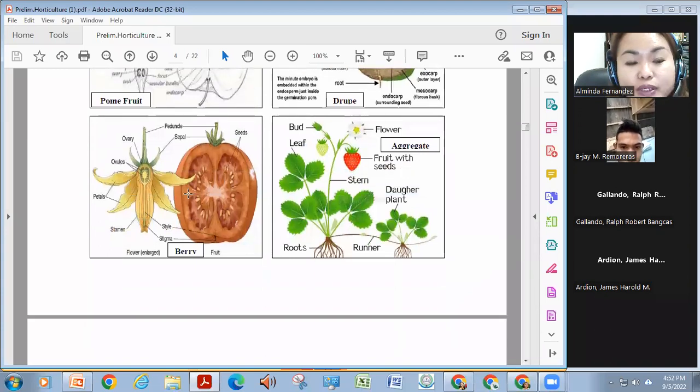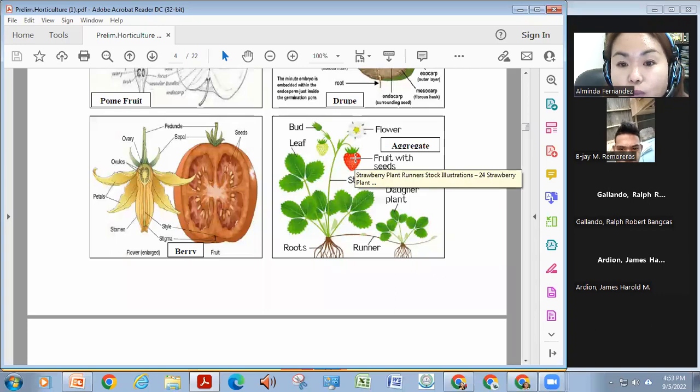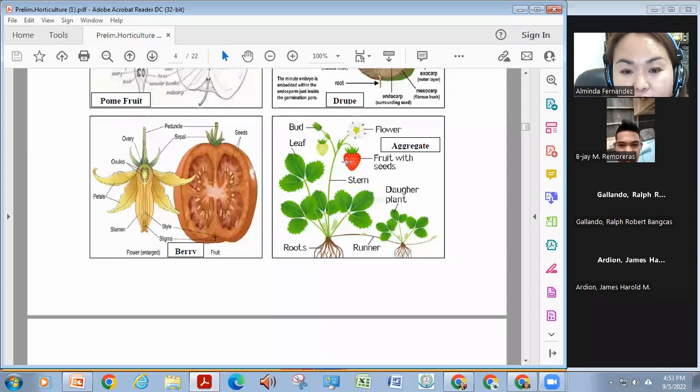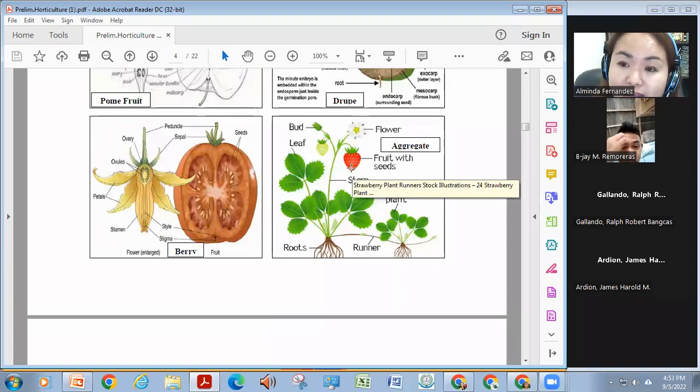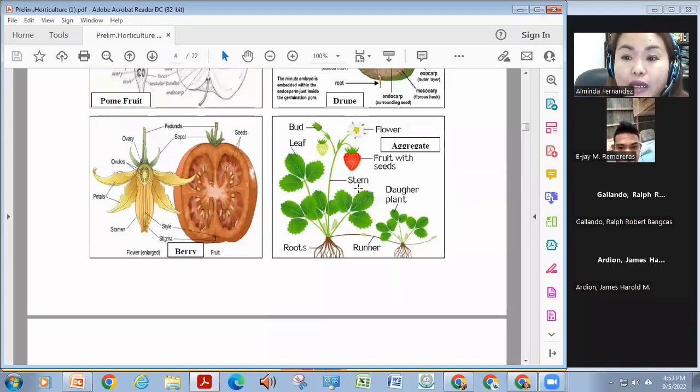So we also have berry. This is a berry example. Yung ating tomato is a berry. And therefore, this is a strawberry. A strawberry is therefore not a berry, but an aggregate fruit. An aggregate fruit siya kasi it's not only one seed, but it's a fruit with seeds on an enlarged receptacle. So itong mga maliliit niya na parang seeds, we think na seeds sila, but those are the real fruits na siya embed into the enlarged receptacle.